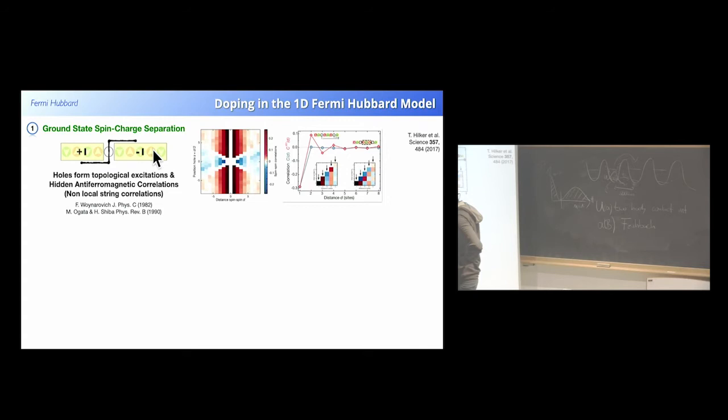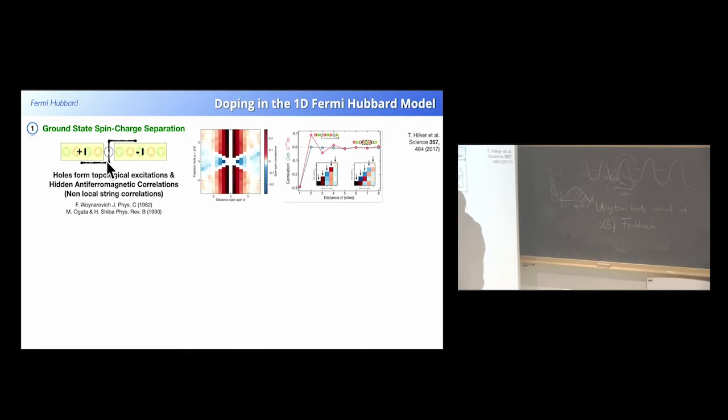It's a topological excitation, because it not only affects the system locally in one dimension, but it affects the entire system. Even 100 sites away in the ground state, you will feel that there was this hole here, because the parity of the magnetism is flipped. So it really has a global effect.